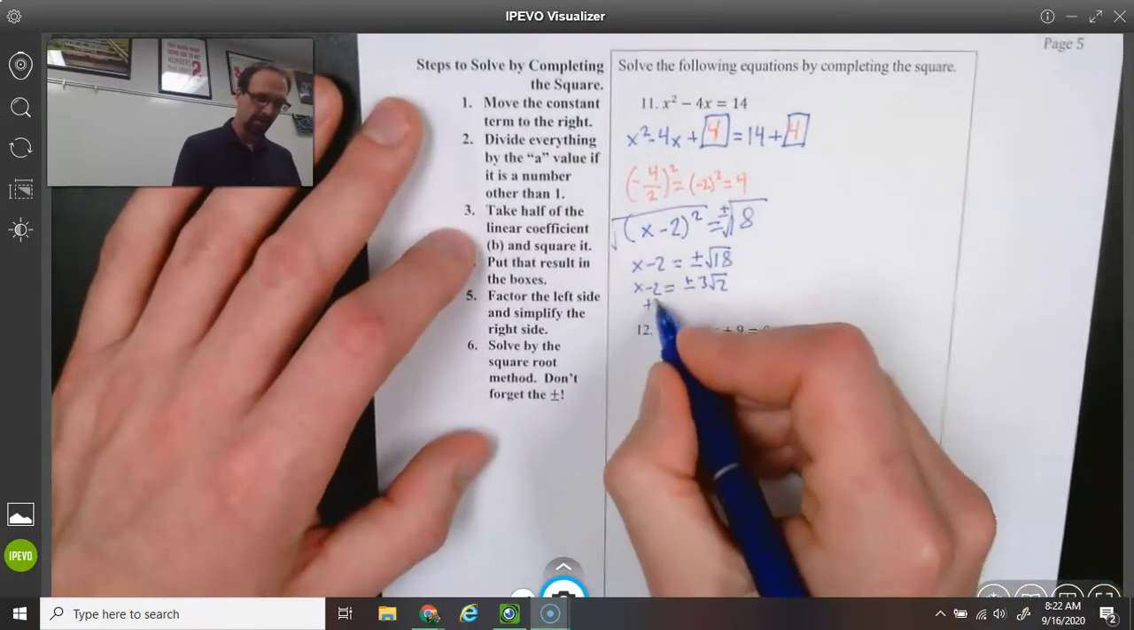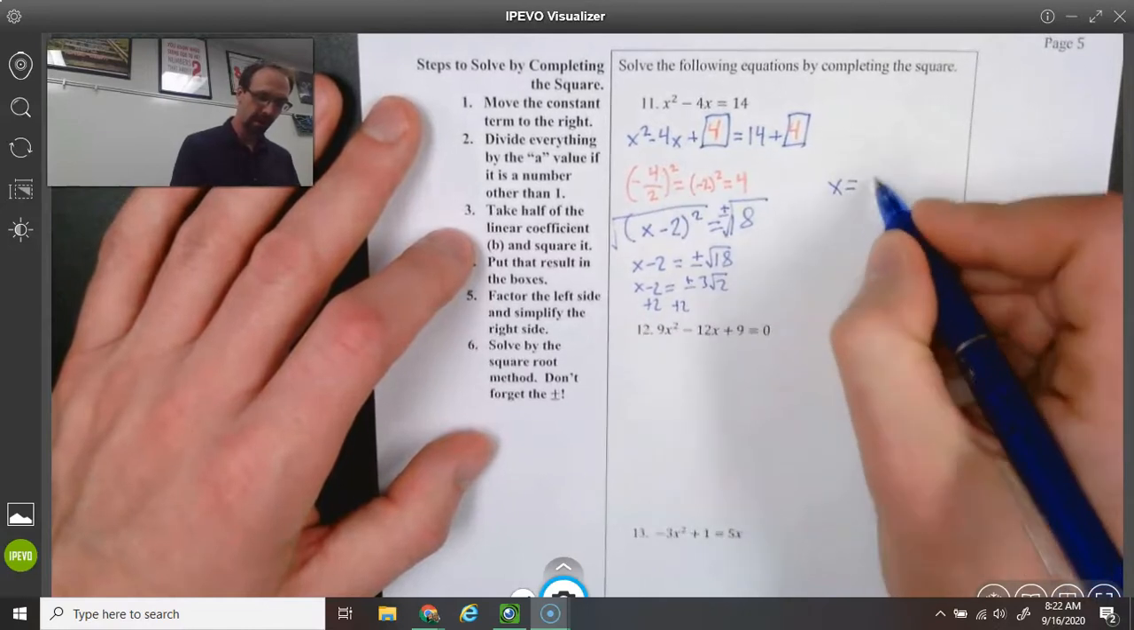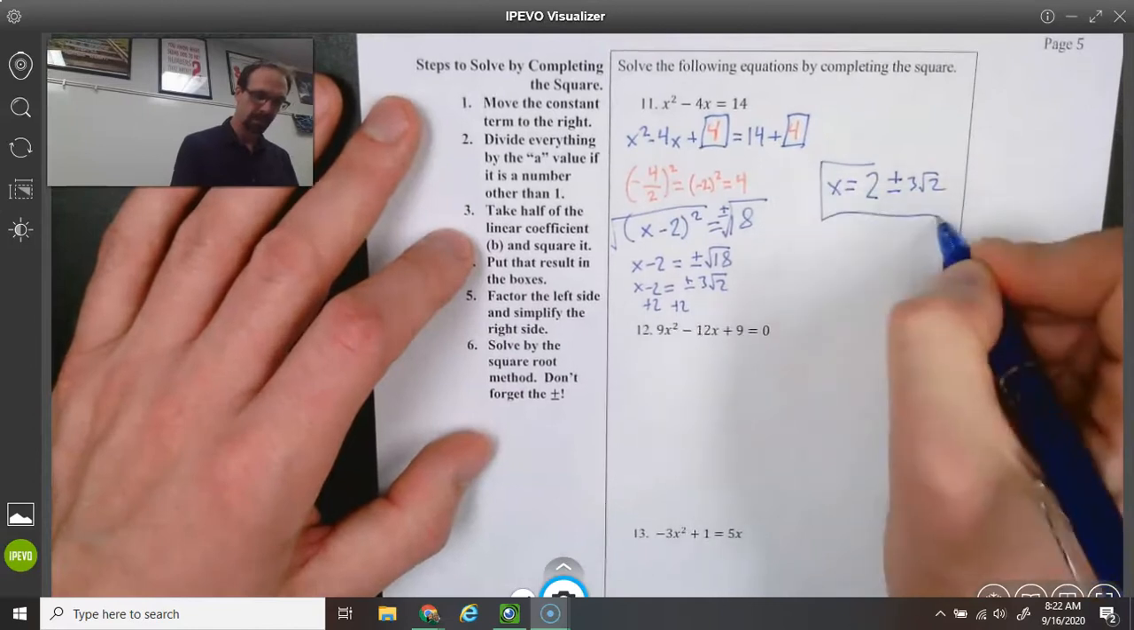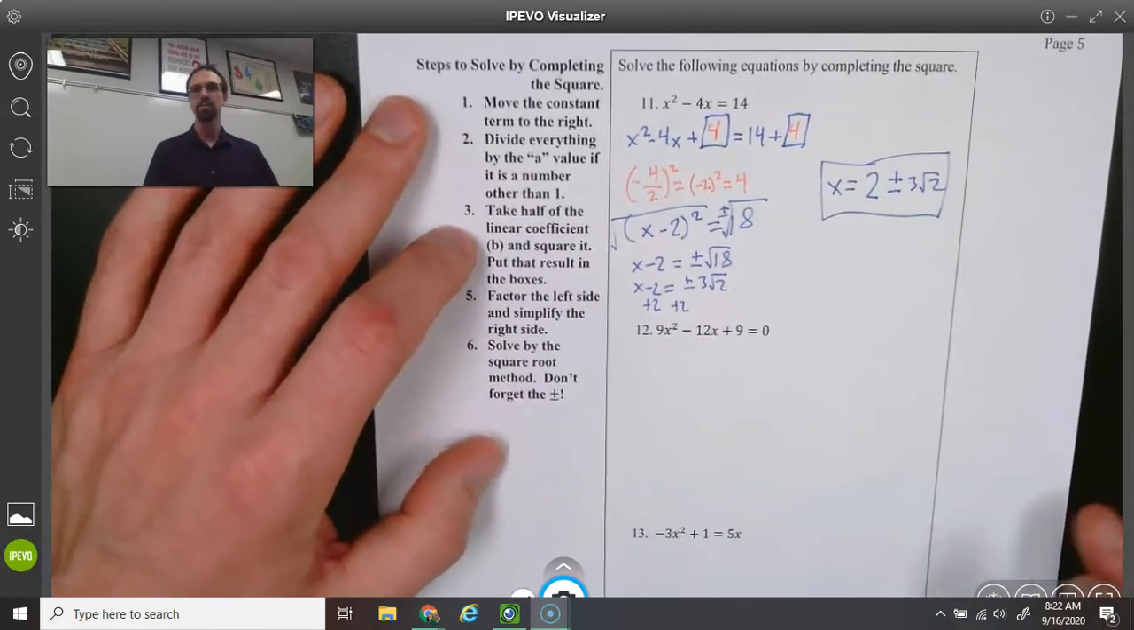And then now I can add 2 on both sides. So my two solutions are x equals 2 plus and minus 3 square root of 2. And that's solving by completing the square.